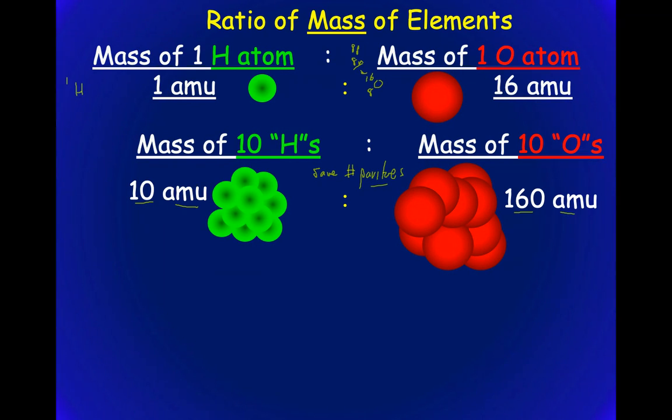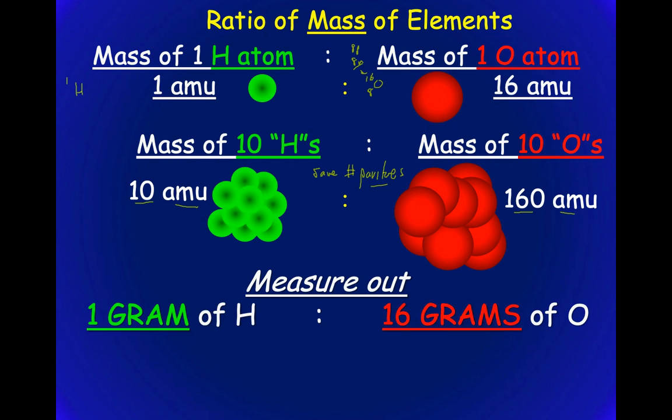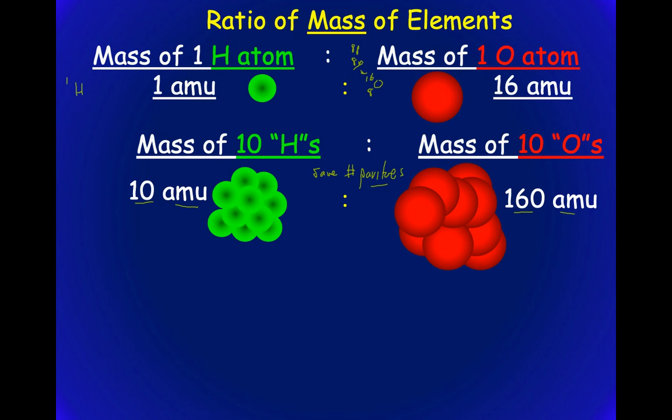Okay, now let's just say I did this again. Let's just say I went to 100 of these and 100 of these. Then I would have 100 AMU, and I have 1,600 for oxygen. And let's just say I went to 1,000,000. Then I would have 1,000,000 of these, I would have 1,000,000 AMU, and you guessed it, 16 million of these. So as I start to get more and more particles, the AMUs get heavier and heavier and heavier.